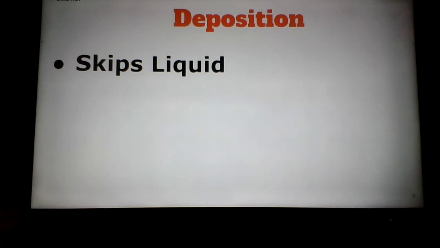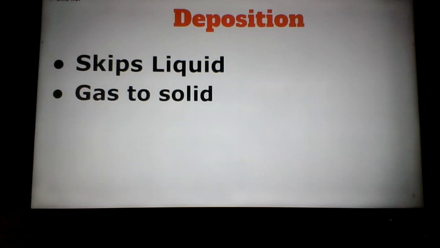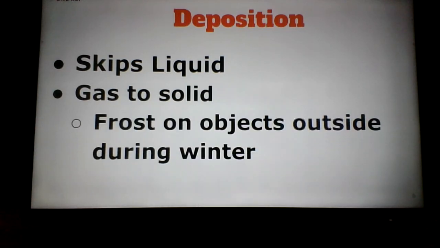Deposition is when the liquid phase once again is skipped, but this is backwards than sublimation is. Deposition means the gas is becoming a solid. So the gas particles lose enough energy fast enough to skip the liquid phase and go immediately into the solid. Frost on the objects outside during the winter.